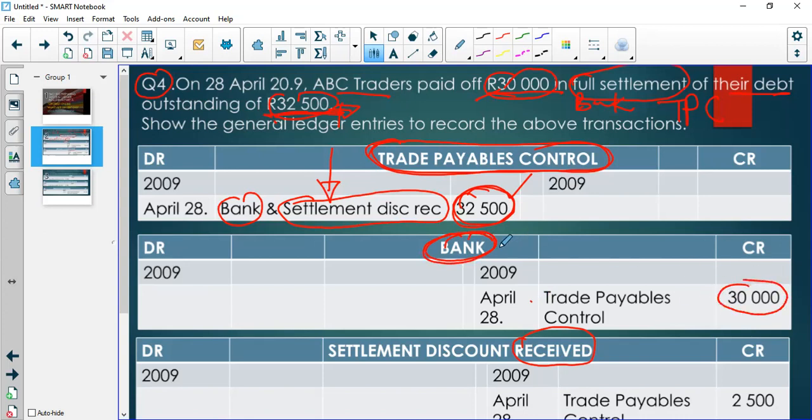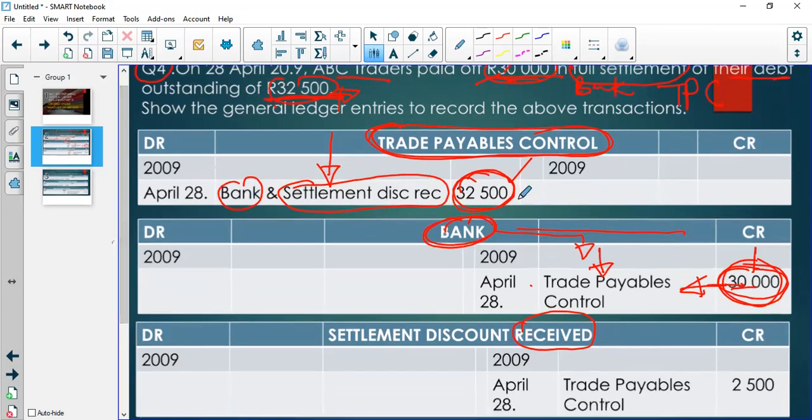So we record that in the bank account. If you go into your bank statement, you will see the 30,000 that we paid, right? And obviously we put it on a credit because bank is an asset. So the account that was debited is the trade payables control. In other words, we were paying our suppliers. That's the information we get from this entry. We paid our suppliers 30,000.